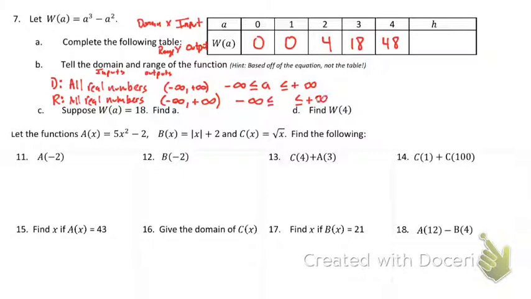Okay, so it looks like this. But instead of putting A here, we're actually going to put our output representation, which is W(A).